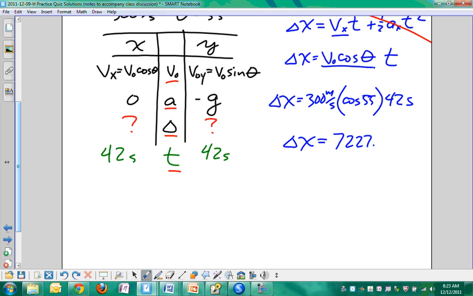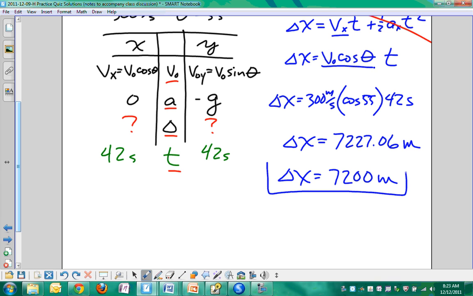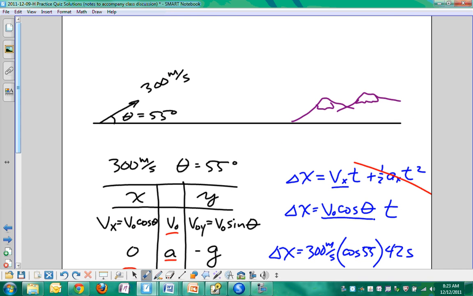So delta x is equal to what? 7227 point 06, and let's just say 7,200 meters. That's a more appropriate value given the sig figs that we have. So all we're saying is it flies out, that's 7,200 meters away, where it hits Purple Mountain's Majesty.